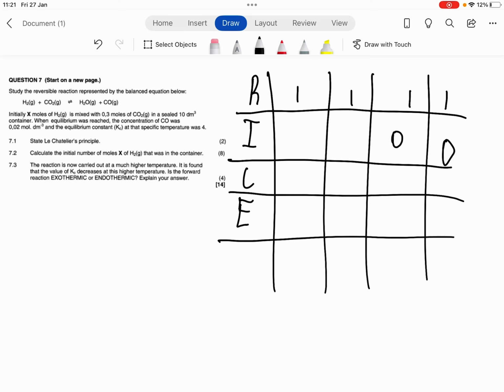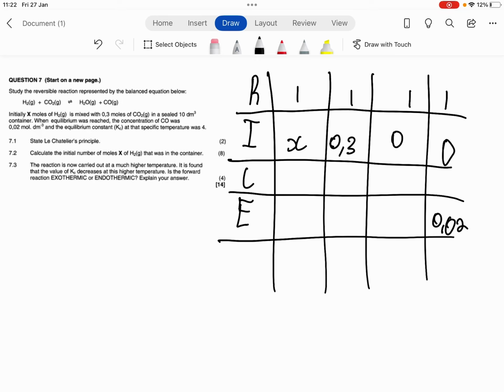For the number of moles of CO2, we have it as 0.3. And this here is, of course, going to be X, what we're trying to find out. Then they're saying the concentration of CO at equilibrium was 0.02. So CO is in our last column here, and at equilibrium it's 0.02. E stands for the equilibrium and C stands for the change, the change from the initial to the equilibrium.